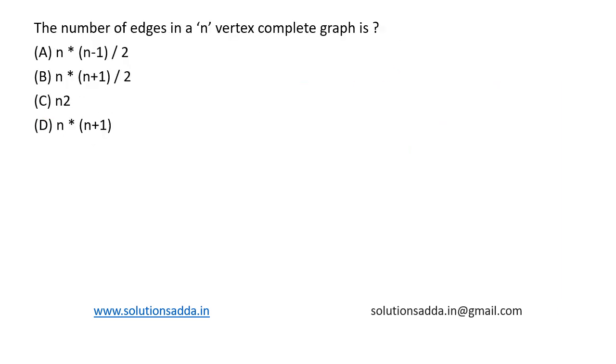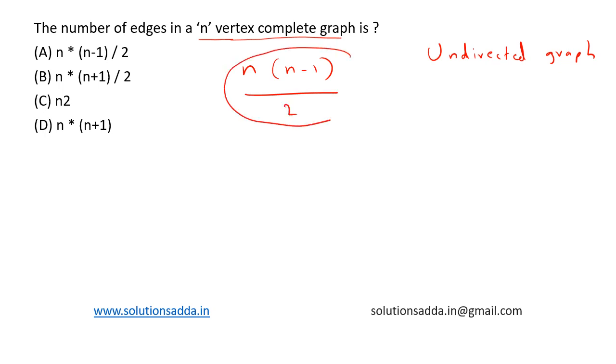This is a question from graph theory. The number of edges in an n vertex complete graph is, and 4 options are given. A graph is said to be complete if every vertex is connected to every other vertex. So if there are n vertices, then each is connected to all other n minus 1 vertices, and it is an undirected graph. So there is no direction. So this will be the number of edges: n into n minus 1 by 2. So based on the options, option A is the right choice.